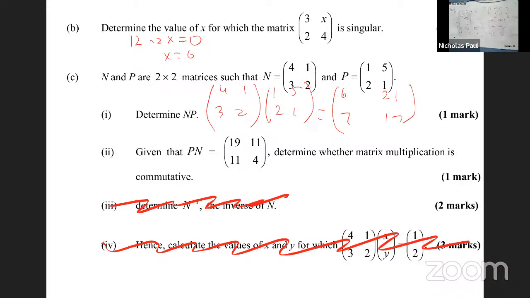So that is when you multiply NP, right? When you multiply PN, you're getting something totally different. What does that mean? That means that it's not commutative. NP is not equal to PN. Therefore, it is not commutative. All right, so that's it.